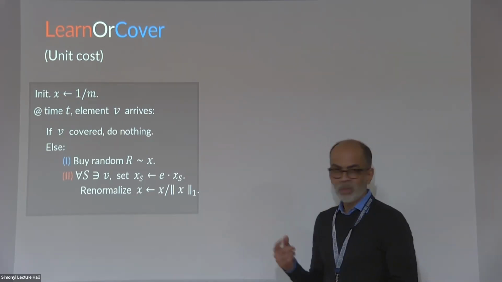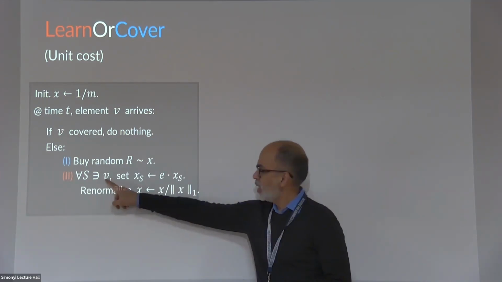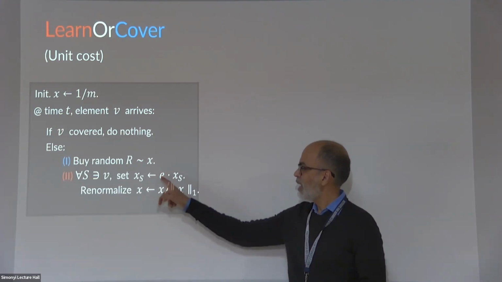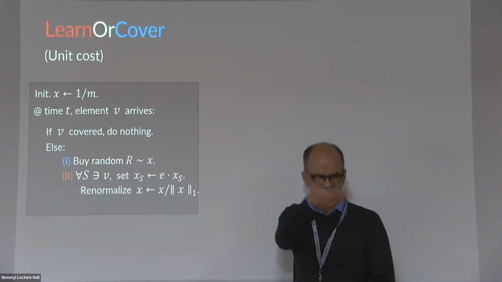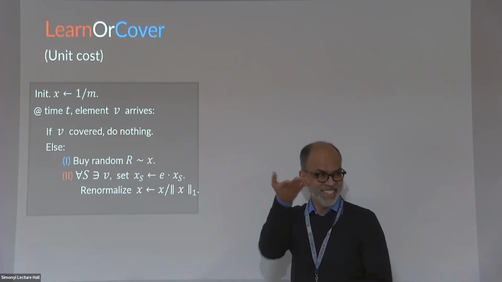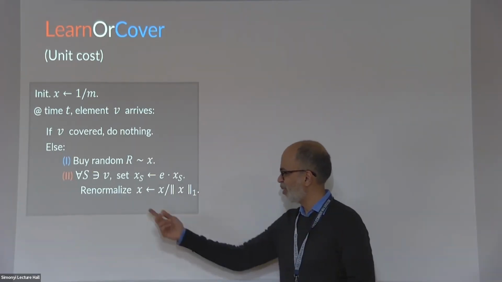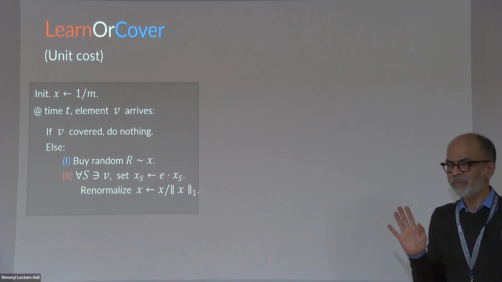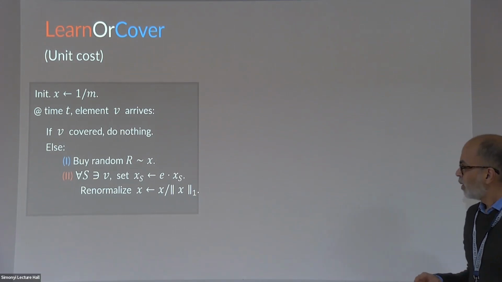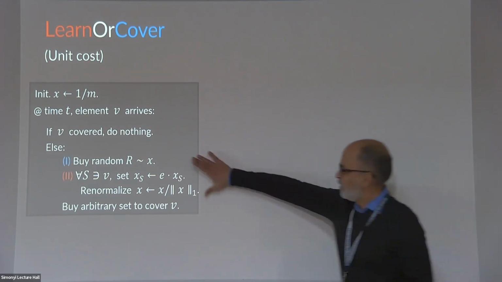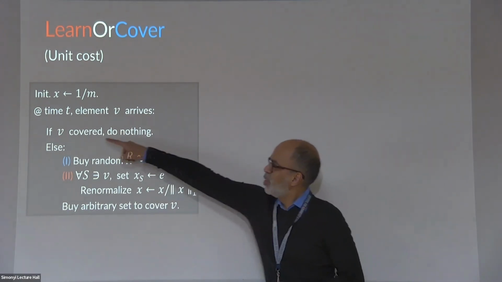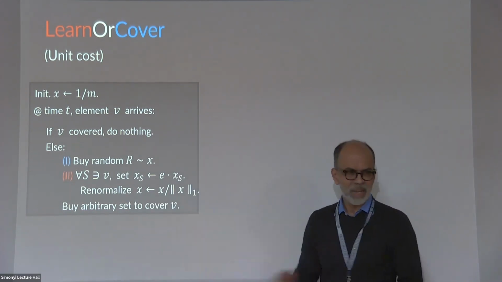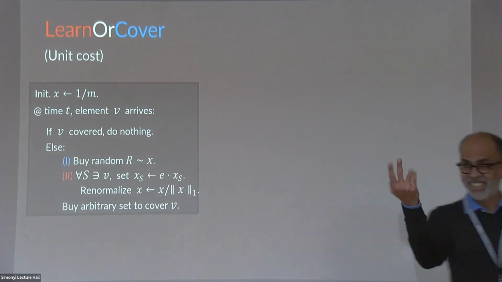from it. And also, for every set that contains this element, up the weight on this set by a factor of e, the base of the natural logarithm, and renormalize to make it a distribution. So just multiplicative weights. That's what I'm doing. Oh, and this portion might not cover this new element that comes in, so just buy an arbitrary set that covers this element. This is the second set that you would pick.